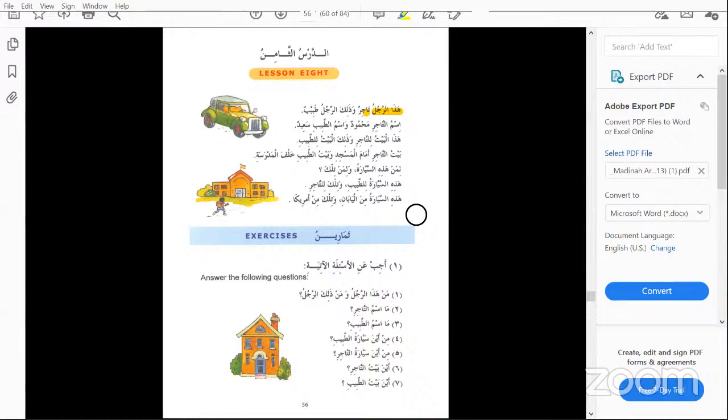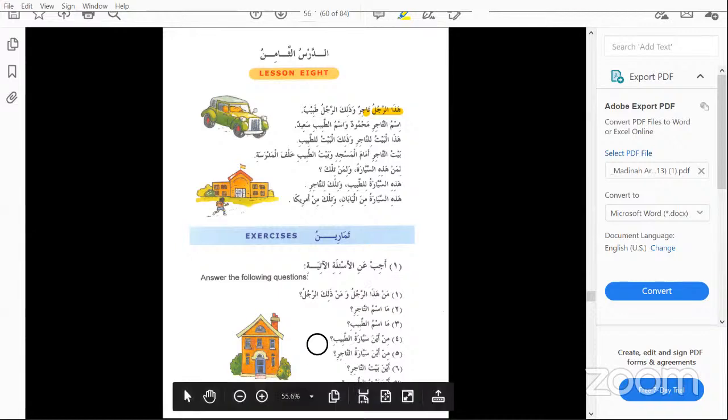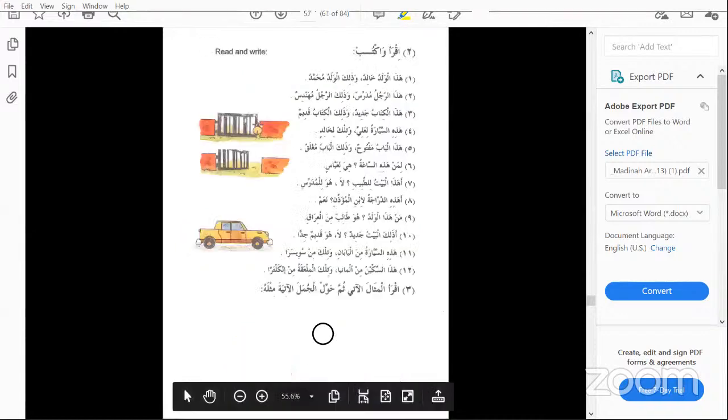Ma ismu tajiri. What is the name of the merchant? Ma ismu tabibi. What is the name of the doctor? Min aina sayyaratu tabibi. Where is the doctor's car from? Min aina sayyaratu tajiri. Where is the merchant's car from? Aina baitu tajiri. Where is the merchant's house? Aina baitu tabibi. Where is the doctor's house?